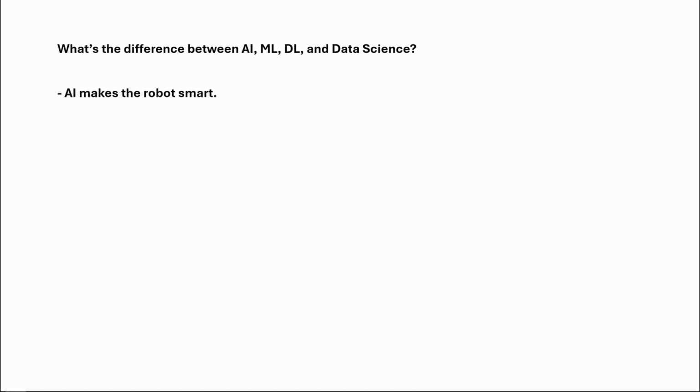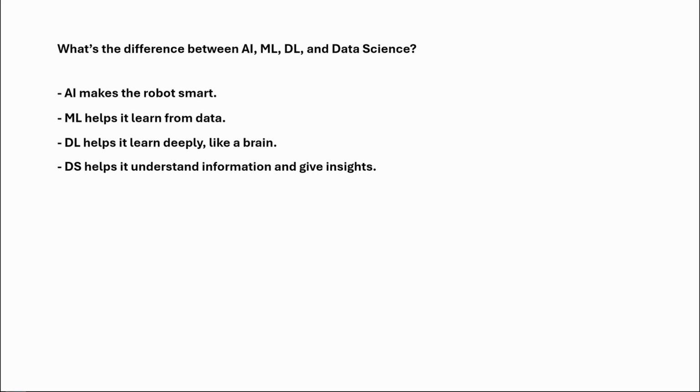So the next time someone asks, what's the difference between AI, ML, DL, and data science? Just remember the robot. AI makes the robot smart, ML helps it learn from data, DL helps it learn deeply like a brain, and DS helps it understand information and give insights.